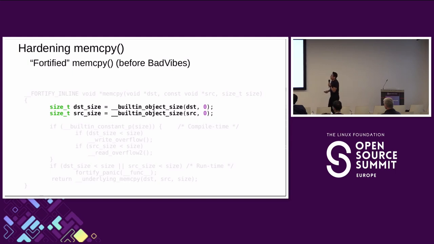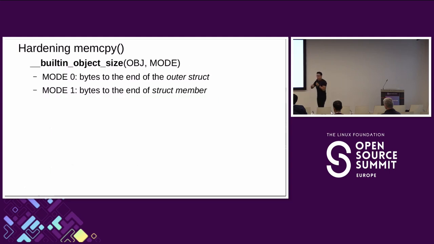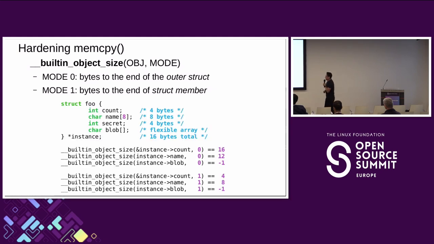Okay, now let's see more in depth how __builtin_object_size works. For the purpose of the kernel, we are going to focus on two different modes in which we can use this builtin compiler function. There are actually four in total, but for the kernel, these two are relevant. Okay, here we have an example. We have a structure with some fields, some members. And let's see how mode 0 and mode 1 work. Well, first, mode 0: when we pass a pointer to this builtin function and we use it in mode 0, it is going to return the size from the beginning of the object to the end of the outer structure. And in mode 1, it's going to return the actual size of the object.